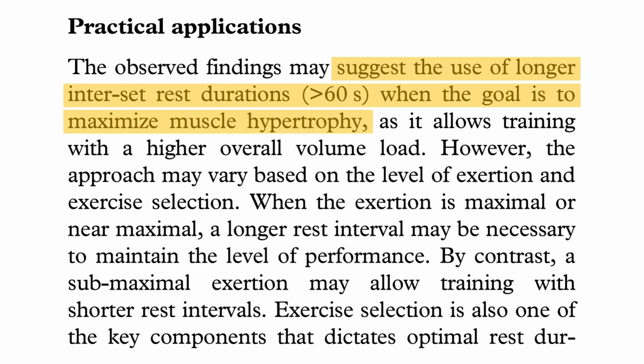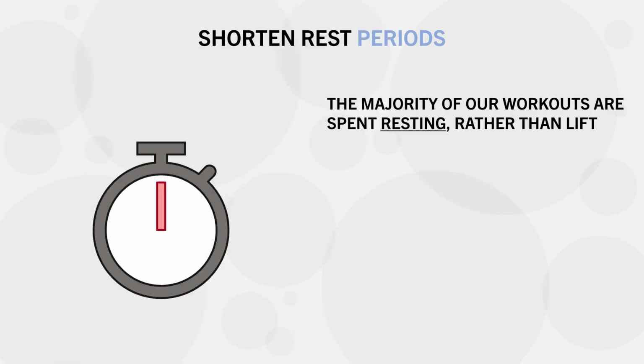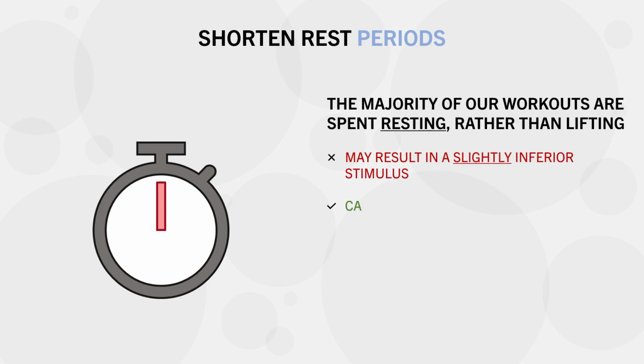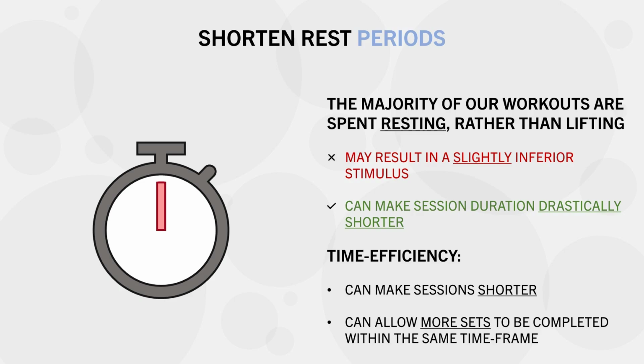So while longer rest periods may be a little more hypertrophic on a per set basis, they will also make our resistance training sessions much longer. In fact, most of our training time is made up of resting rather than actually lifting. So while shortening our rest periods may provide a slightly inferior hypertrophy stimulus, it can make our training sessions drastically shorter. This can make sessions more time efficient by either getting a slightly inferior stimulus but in a much shorter time frame, or by freeing up more time to do more volume in the same time frame, which may actually provide an overall more hypertrophic stimulus.